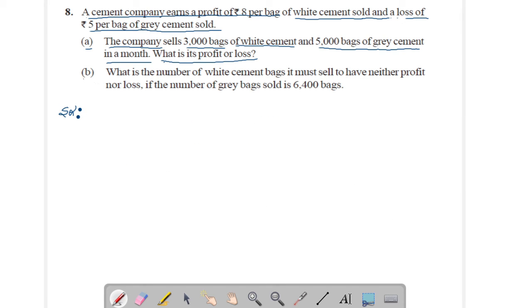Now B part. What is the number of white cement bags it must sell to have neither profit nor loss, if the number of grey bags sold is 6,400 bags? See the solution of B part.